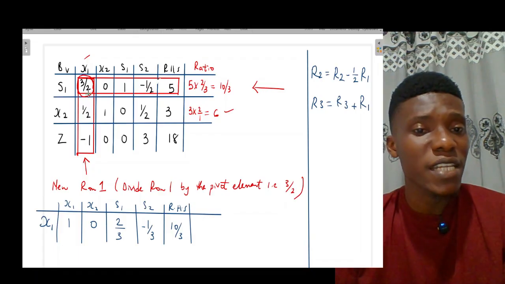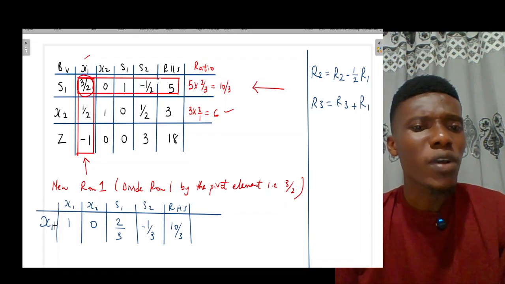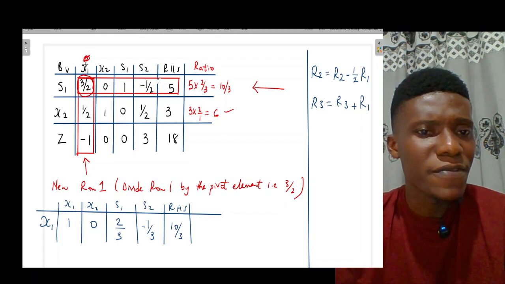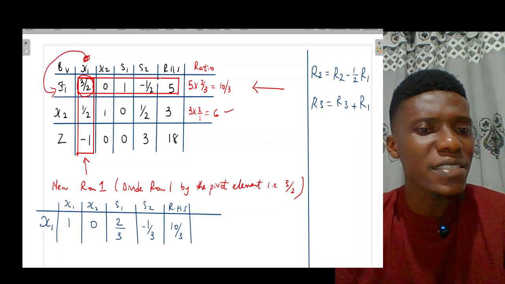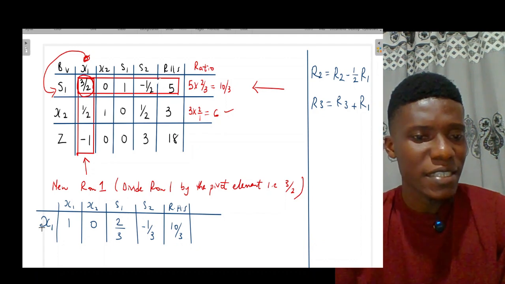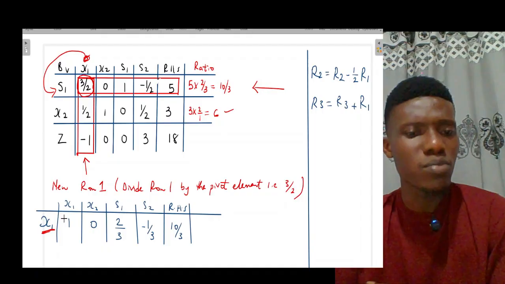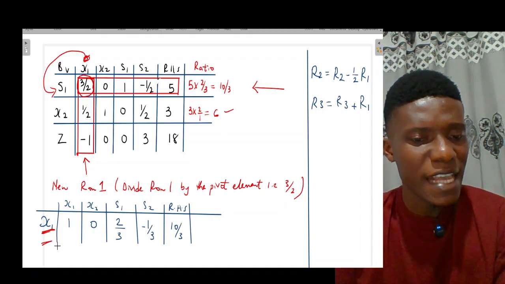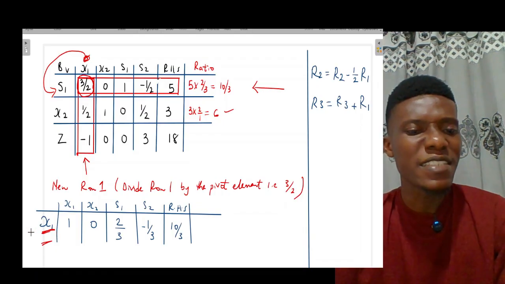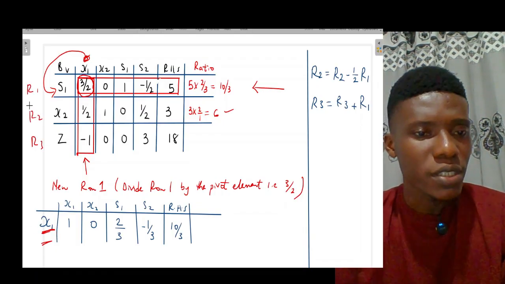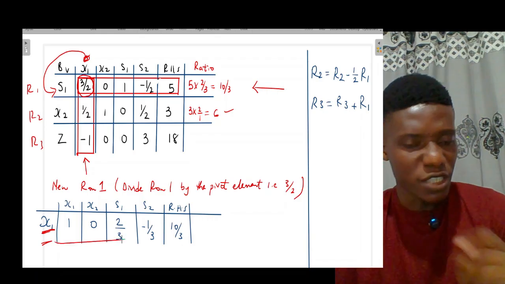So using the pivot element 3 over 2, don't forget, this is our entry variable. So it means this is replacing x1. x1 is replacing s1 in this case, so we have a new s1. So now to create our new table, this is our s1. This is the s1 for the new table. So this is the new row 1. Don't forget the name of your rows. This is the new row 1 for the new table.